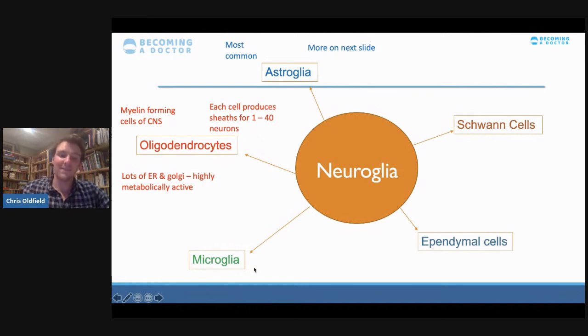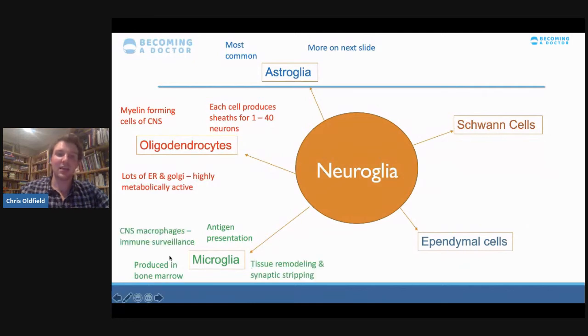Next, we have the microglia. The simplest way to think of microglia is the same as macrophages, but found within the central nervous system. So they're the equivalent of macrophages that you find in your normal immunology. So they're for immune surveillance, and then their job is antigen presentation. So if they come across a foreign body with a foreign antigen within your central nervous system, they're able to mount it onto their cell membrane, just as your normal macrophages are, and then present it to other cells to get the immune response going.